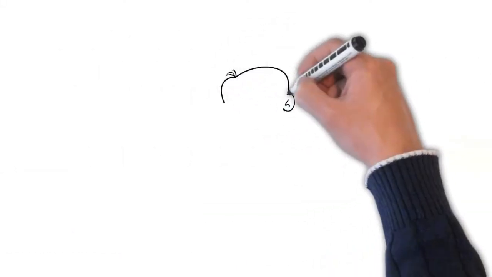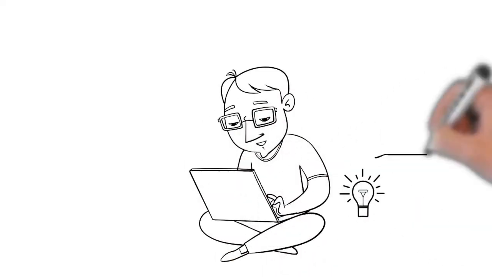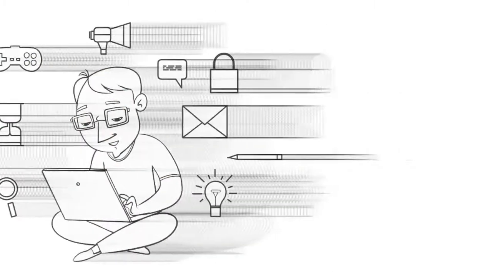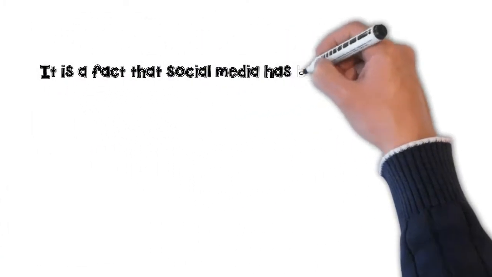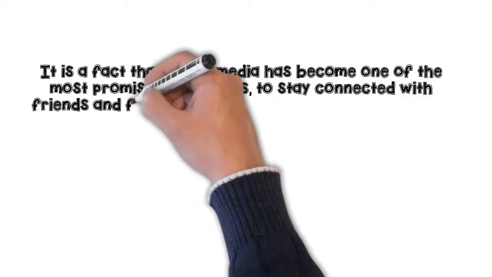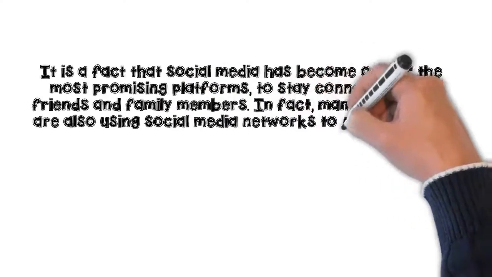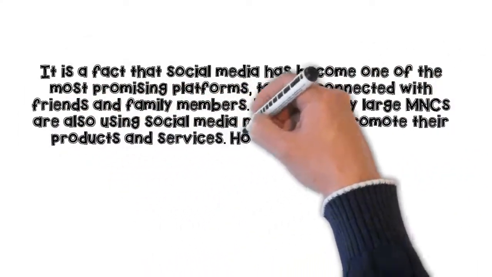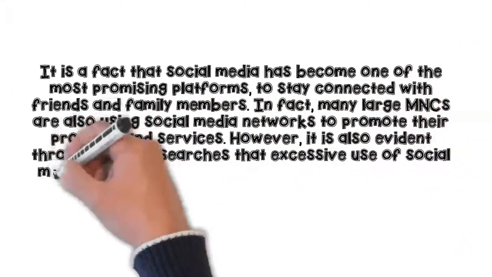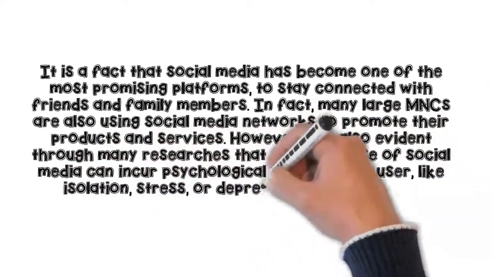Thereafter, provide a brief thesis of your main argument for the persuasive essay. Your thesis will also serve as a roadmap for the rest of your essay, giving the reader a general path of your argument. In the social media example, you can provide a thesis like, it is a fact that social media has become one of the most promising platforms to stay connected with friends and family members. In fact, many large MNCs are also using social media networks to promote their products and services. However, it is also evident through many researches that excessive use of social media can incur psychological issues on the user, like isolation, stress, or depression in many cases.